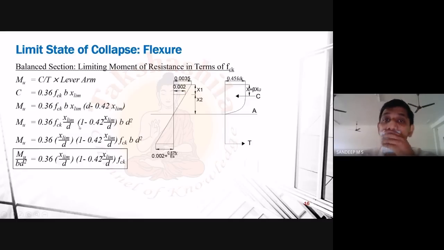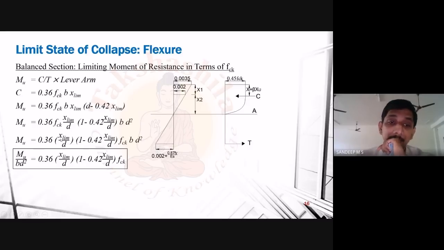In the previous case also we had seen that we have taken d outside only for the purpose of expressing that as x by d. So here also I am doing the same thing. First of all I have taken a d outside in order to express this x limit as x limit by d. Then when I found that I have one more x limit here, I have just multiplied a d here and divided a d here. So that is how I arrive at this stage. In this stage, my expression will be 0.36 fck x limit by d into 1 minus 0.42 x limit by d into b d square. As you can see from this slide, it will be like this.